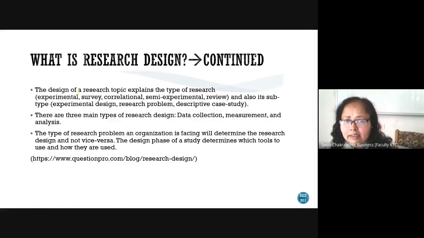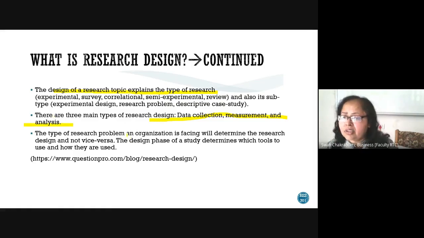So, the research design explains a type of research. What are these? Like experimental, survey, correlation, semi-experimental, review, and also some subtypes, that is experimental research problem, descriptive, case study. Basically, there are three main types of research design, that is data collection, measurement, and analysis.